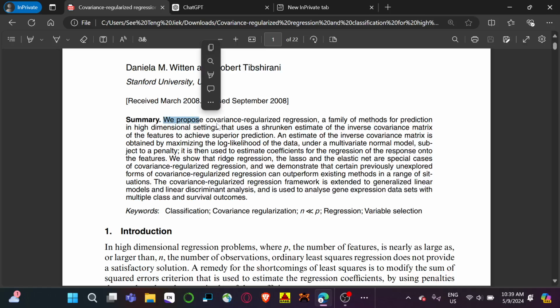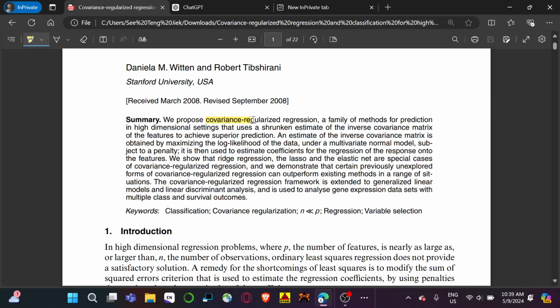We propose covariance regularized regression, a family of methods for prediction in high dimensional settings that uses a shrunken estimate of the inverse covariance matrix of the features to achieve superior prediction. Okay, there's a lot of terms in here. Let's highlight a few of them.